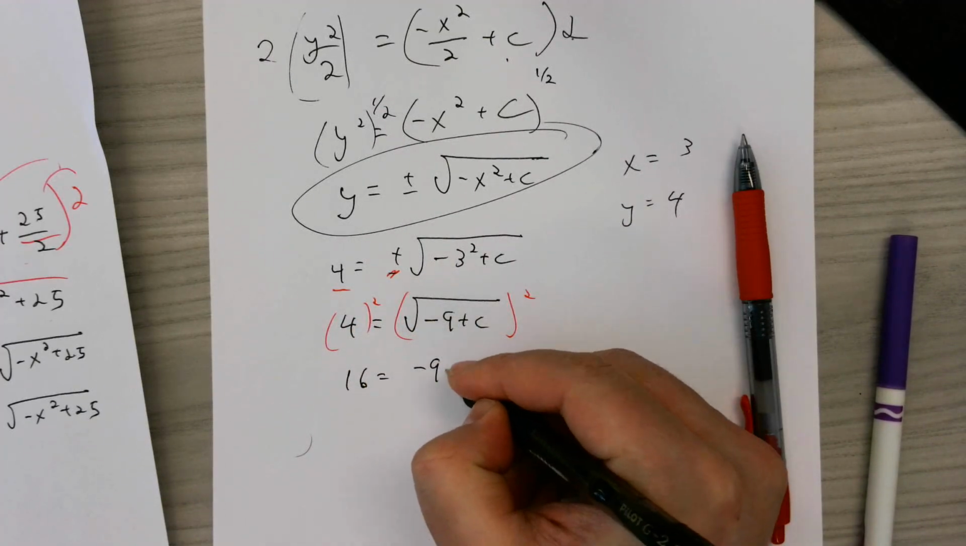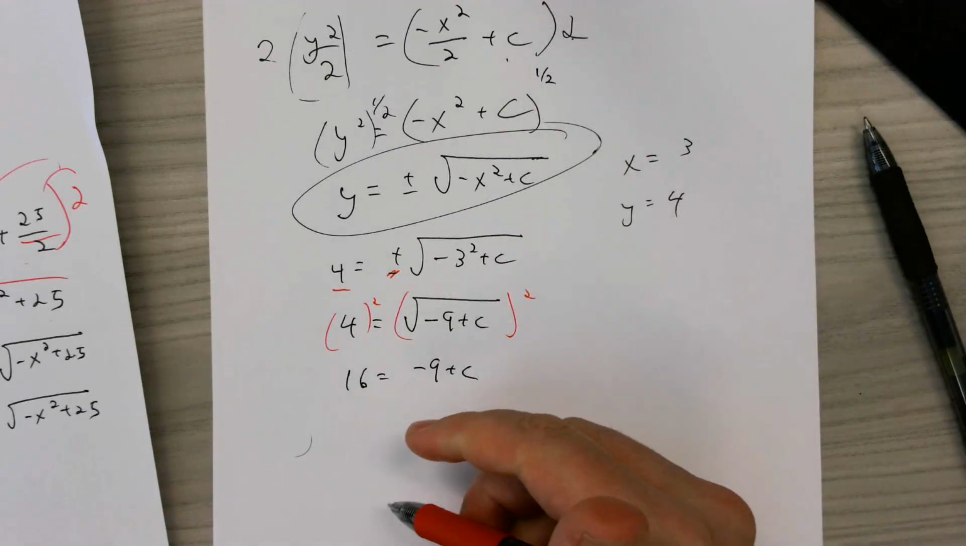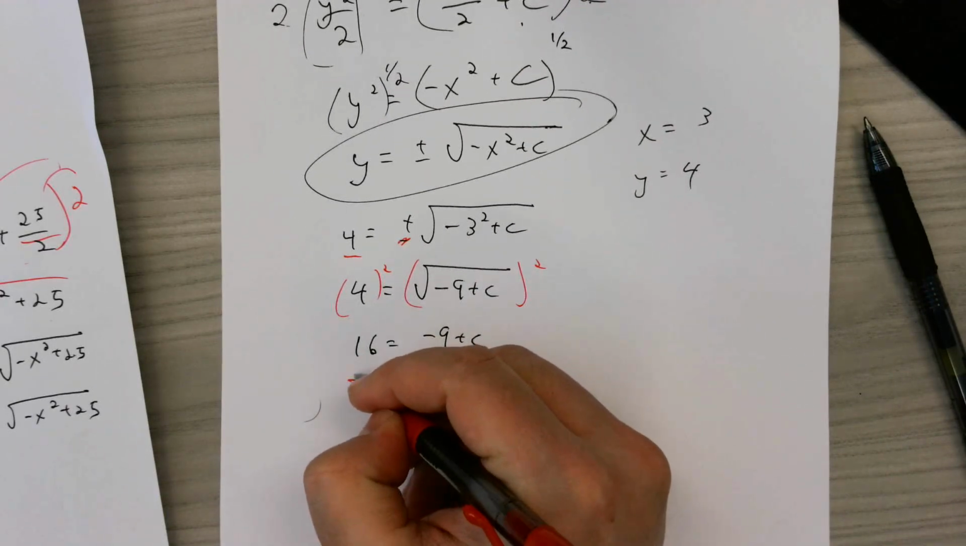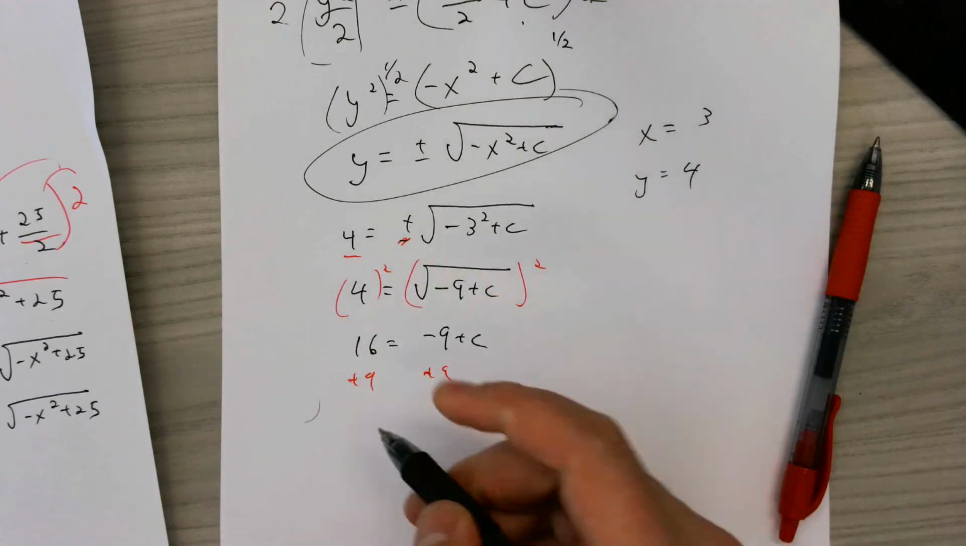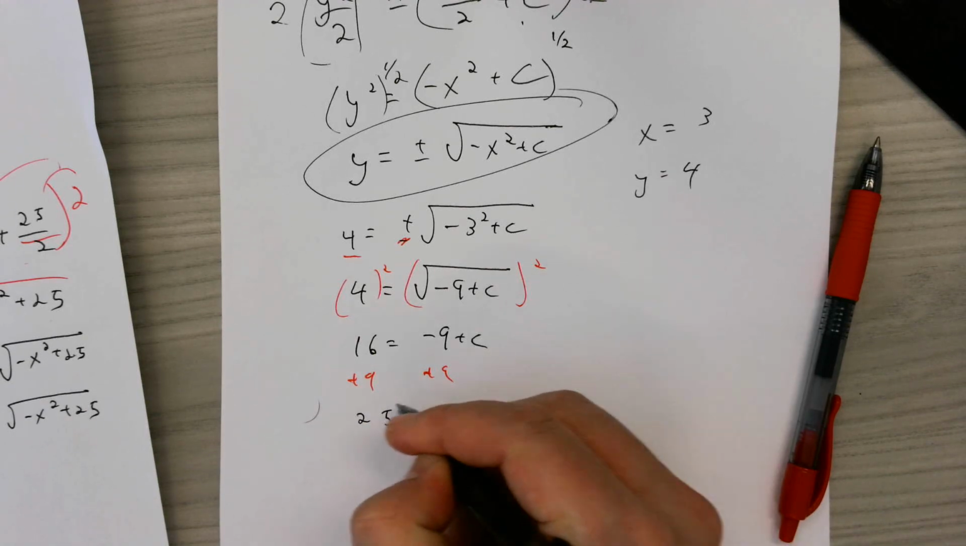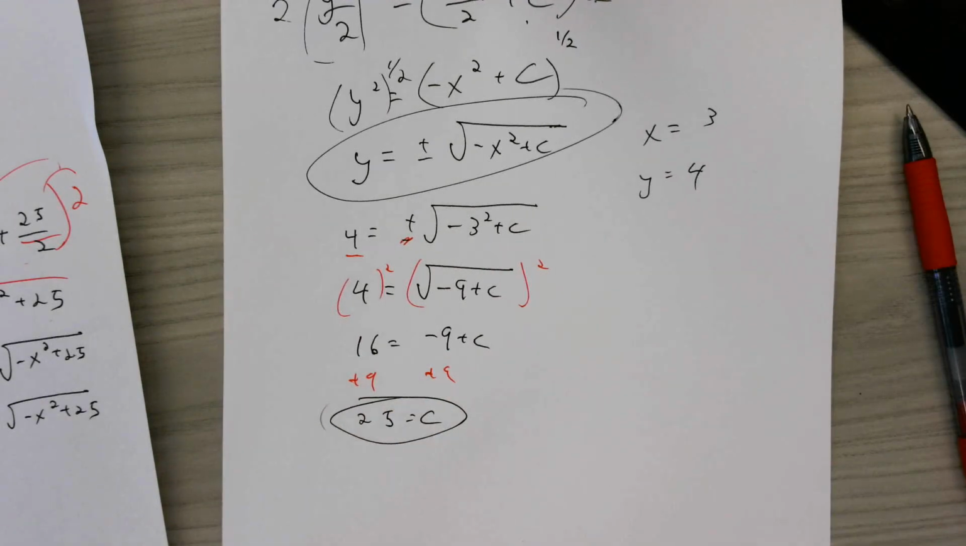16 equals negative 9 plus c. Add 9, add 9. 25 equals c. All right.